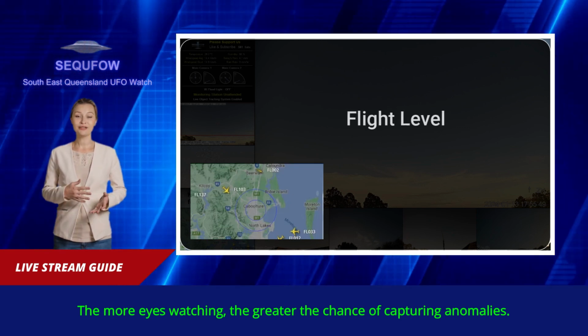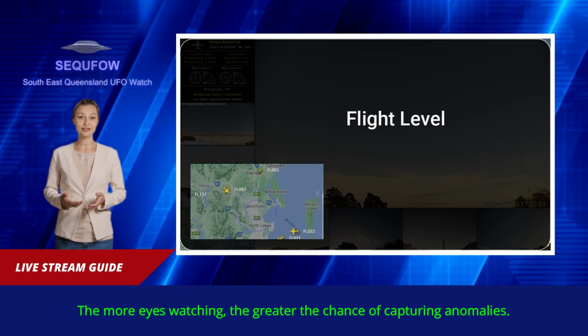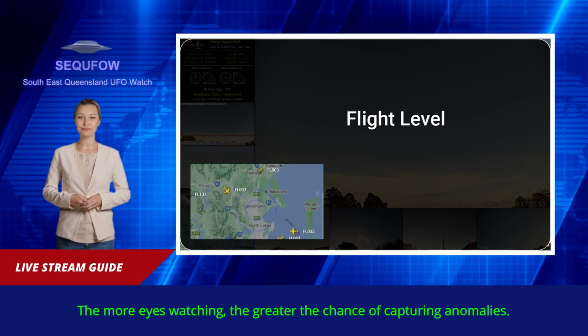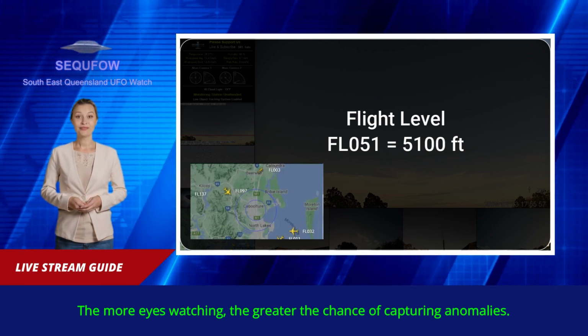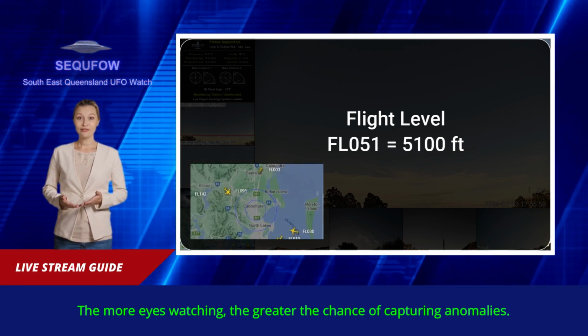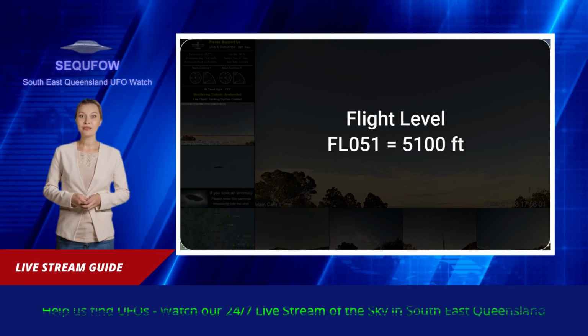The number is the altitude of the aircraft in feet divided by 100. For example, FL051 means that the aircraft is flying at 5,100 feet. Just add 2 zeros to the end.